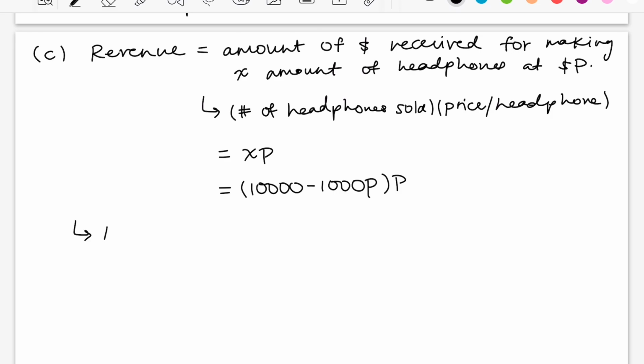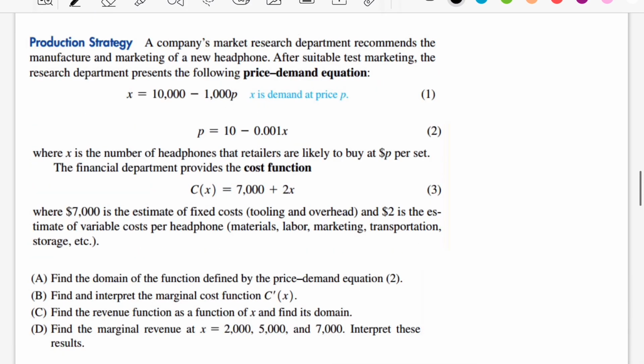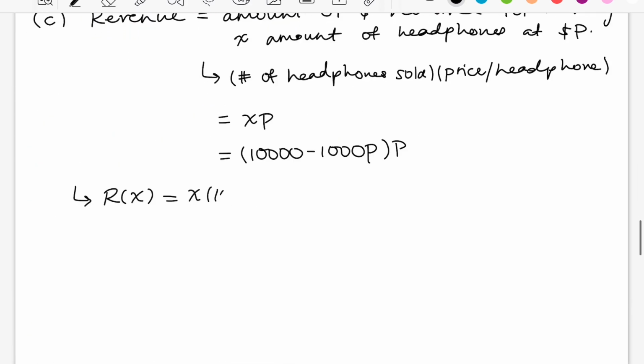So this tells us we have a function of X. So we have X times our P, which was 10 minus 0.001 times X. And then just distributing this X, we get 10X minus 0.001 X squared.